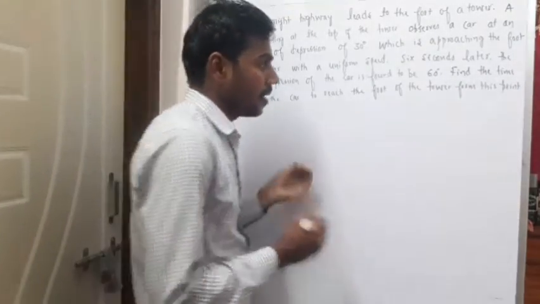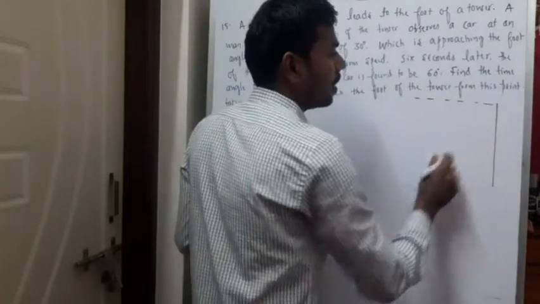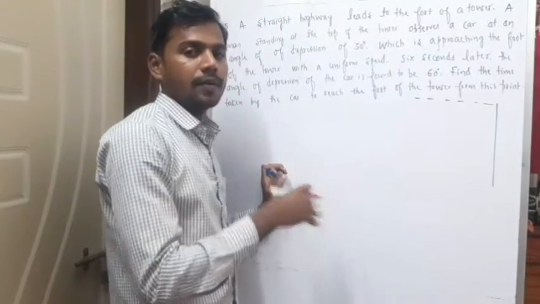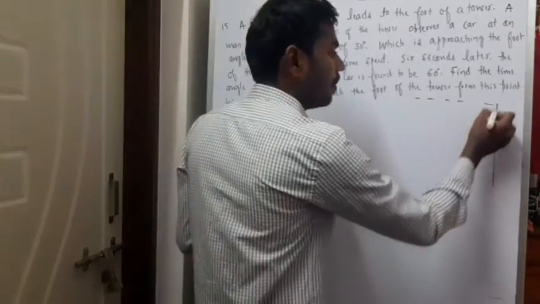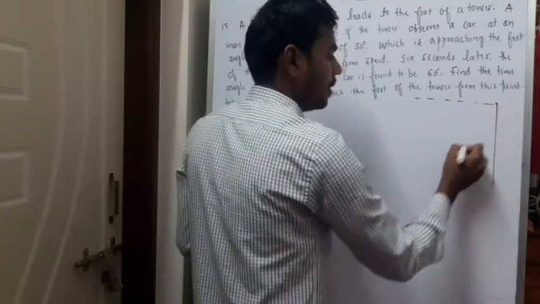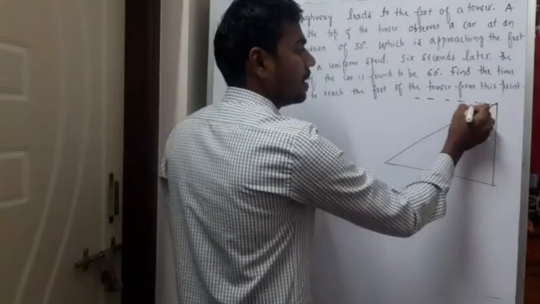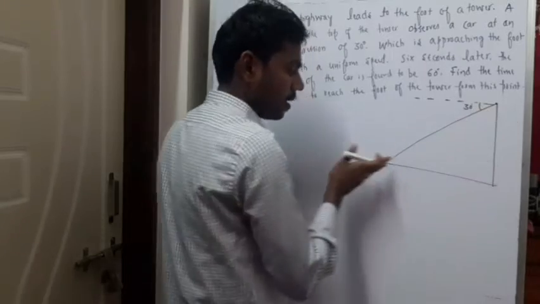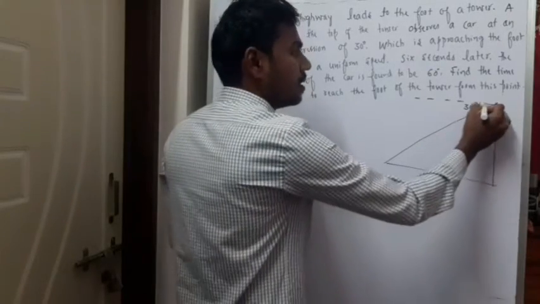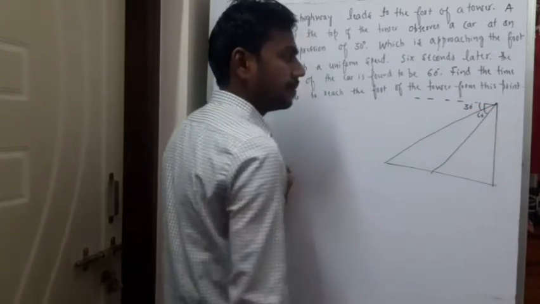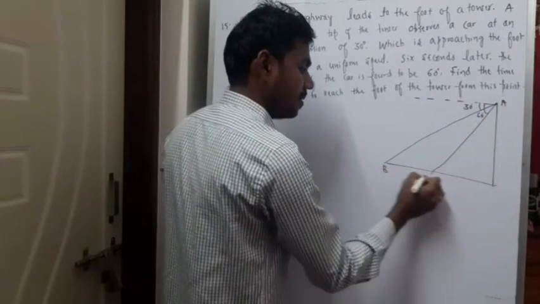See, there is a tower. The question is very simple, but if you know the basics and the speed concept, then you can easily solve the problem. So from the top of the tower, initially the angle of depression is 30 degree. Next, as the car approaches the tower, it is 60 degree. Fine. So suppose I call this A, this B, this C, and this D.